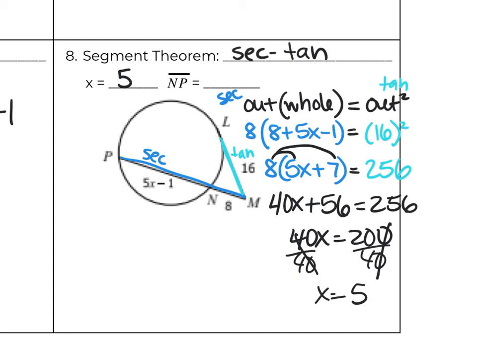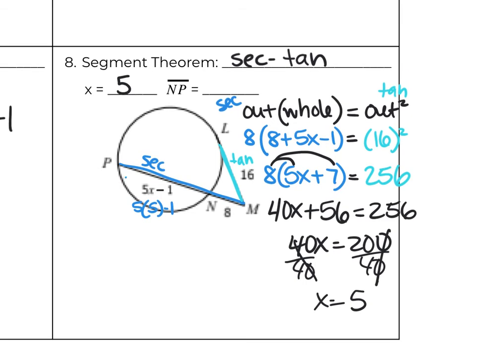Okay, and then it wants NP. So plug in, right? So 5 times 5 minus 1 will give us 24. Is that all at once, or should I add on? Yes, it just wants this. So I don't add on this one. So just be careful if this is like, do they want the whole, do they want the part?